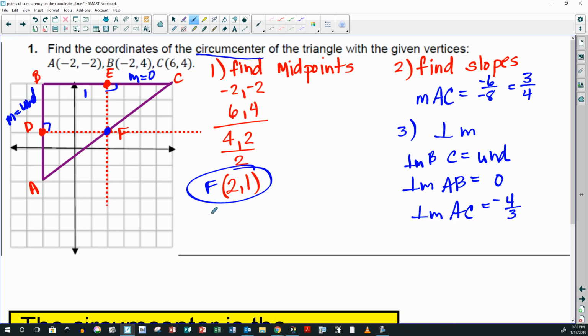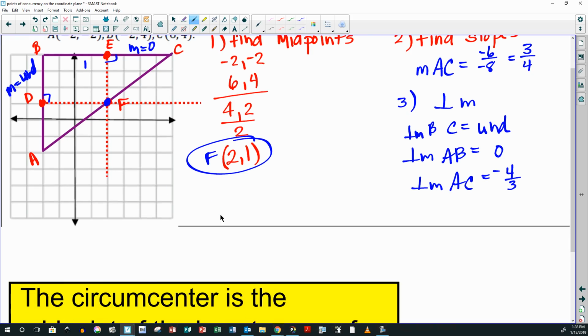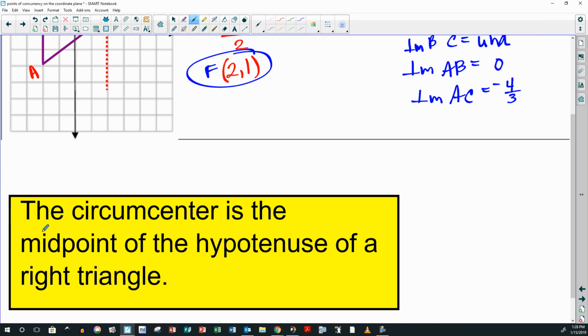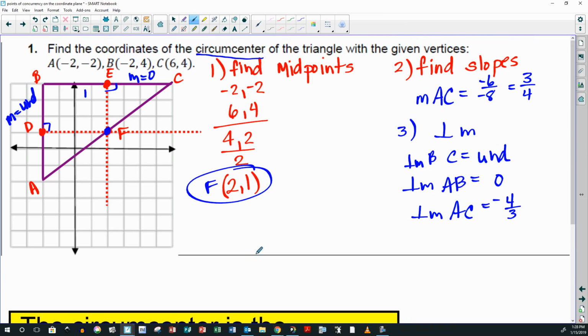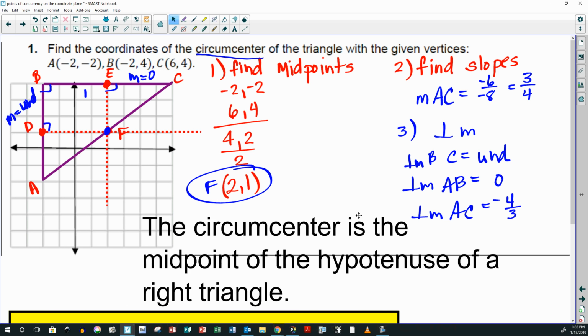Okay, so here is the catch. The circumcenter is the midpoint of the hypotenuse of a right triangle. So when you see a right triangle, the circumcenter is the midpoint of your hypotenuse. Okay, so let me slide this up.